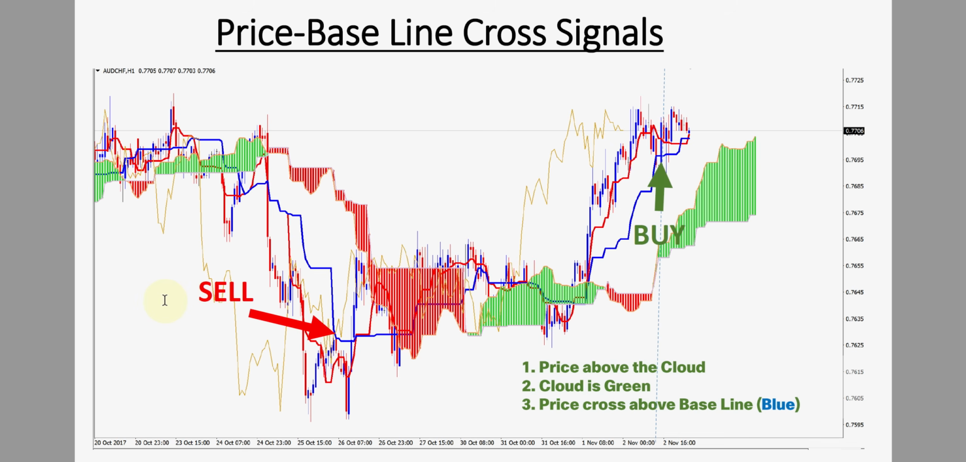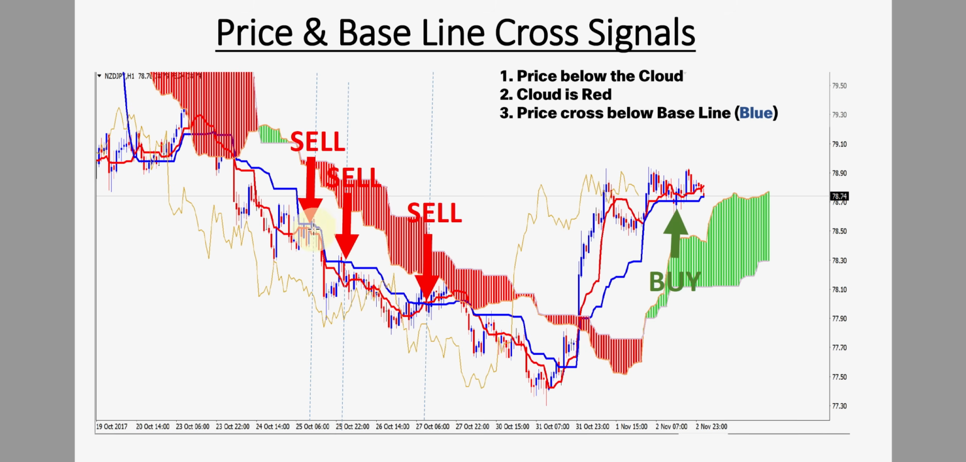Okay, now let's see some examples. So now remember, it is not lines crossing each other. Now it is price crossing the blue line. So price touches this blue line and falls back, sell signal. Price crosses this blue line and goes back up, that's a buy signal.